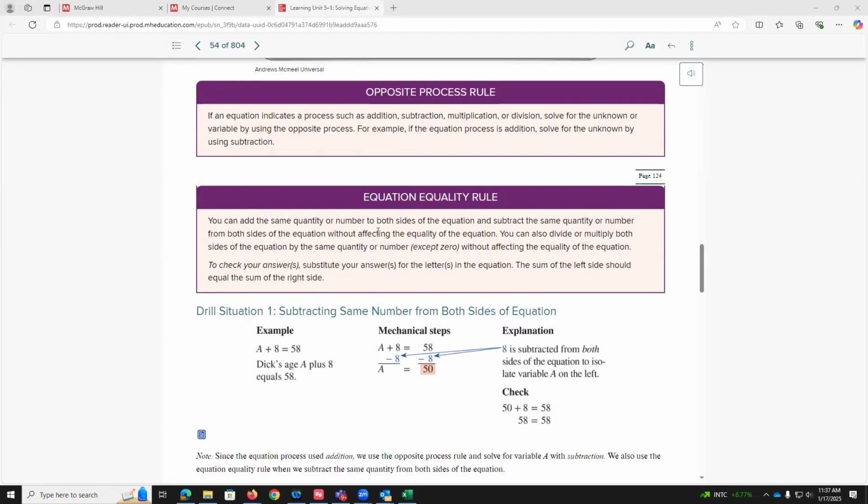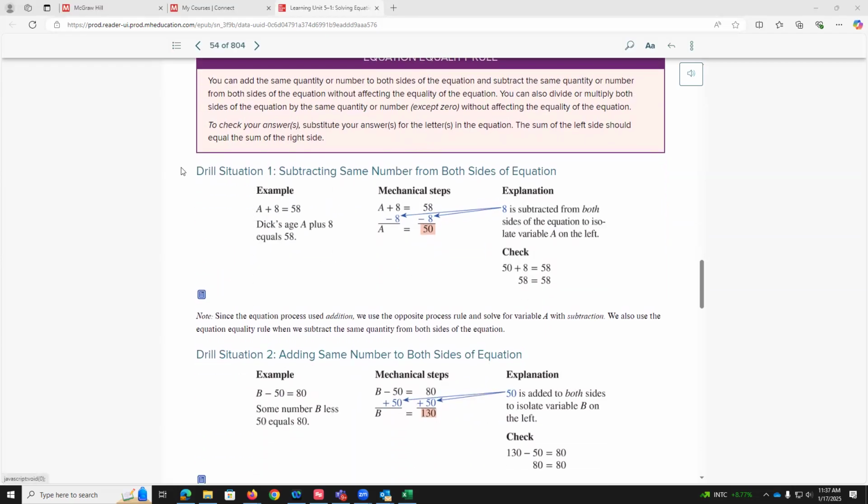All right. The next piece talks about the equation equality rule, and we'll actually look at this in an example here in just a moment. So let's go down to this first drill problem. This is a pretty good one just to practice on. So our example here is A plus 8 equals 58. And we're told that Dick's age, which is A, plus 8 years equals 58. Well, in your head, you can probably already figure out what his current age is, right? So his age plus 8 is 58. Okay, then he's 50 years old.